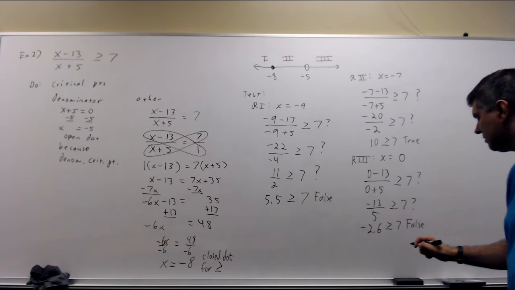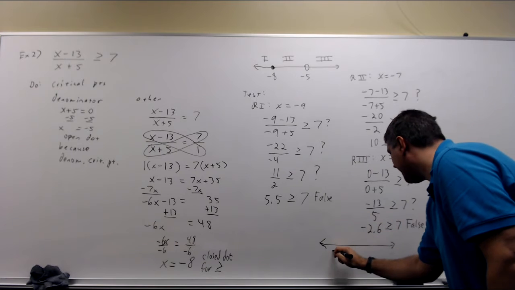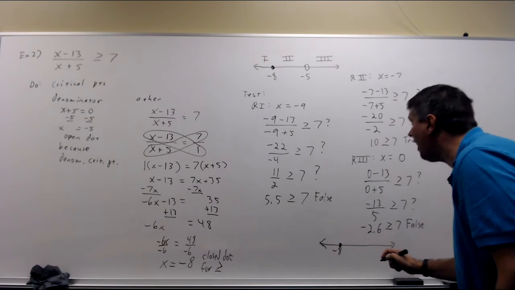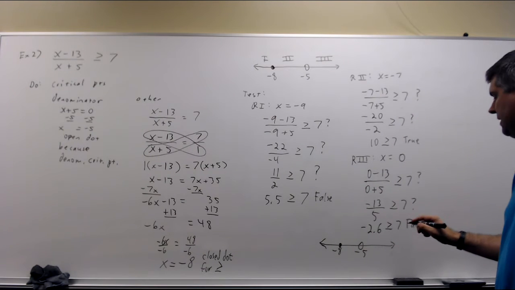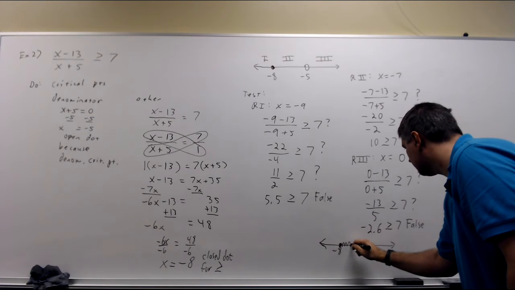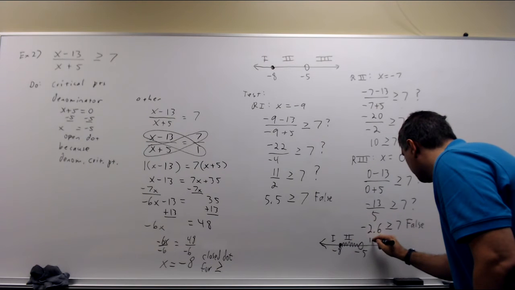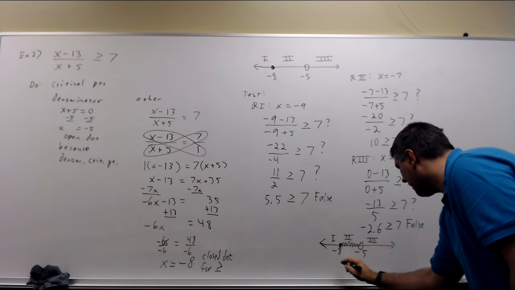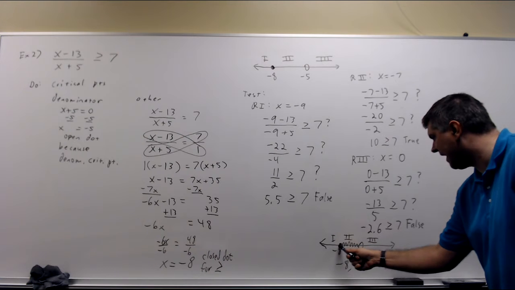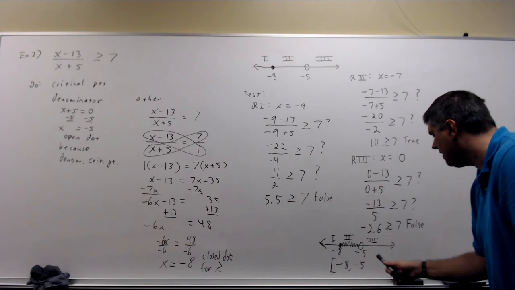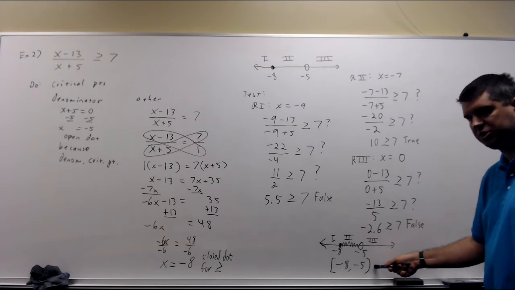So here's what I'm looking at. I have -8 as a closed dot, and -5 has an open dot. And the only region that was true was region 2. I would describe this as lower limit -8, upper limit -5. Because -8 was included, it gets a square bracket. Since -5 is excluded, it gets a parenthesis. And that is your solution.